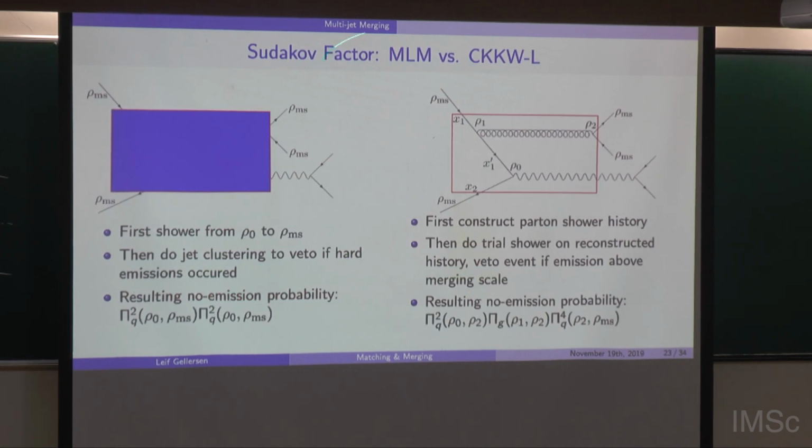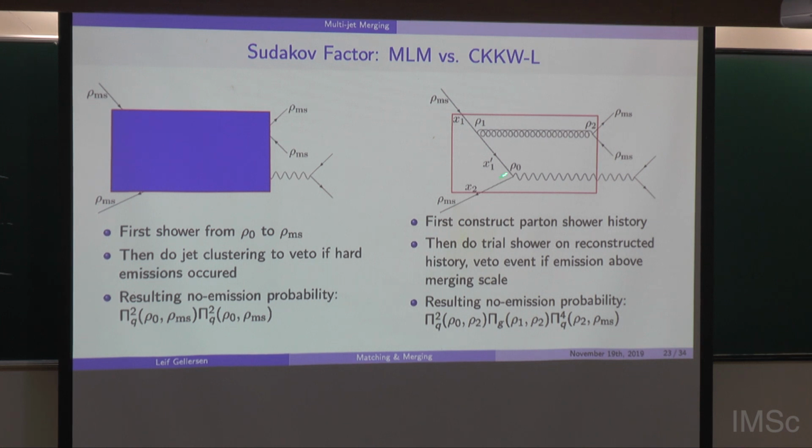So just to make this a little bit clearer, if you ask your favorite matrix element generator for a matrix element, you just end up with these external lines here. You don't know how this process looks internally. So MLM would first shower this all the way from some hard scale to the lowest scale, but just using these external lines here. Then it does jet reclustering to estimate the Sudakov factor. And the resulting no-emission probability, as I said, will correspond to these 4 quark lines, basically.